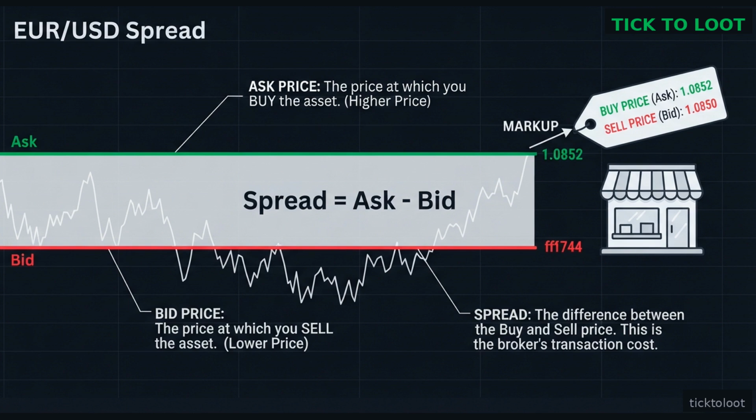All right, looters, let's dive into how brokers actually quote spreads on currency pairs. Imagine you walk into a grocery store to buy a bottle of water. The shelf price says $1. But the cashier rings you up for $1.20.